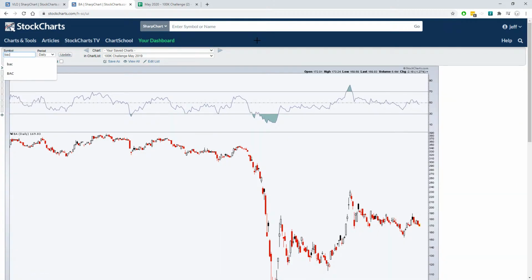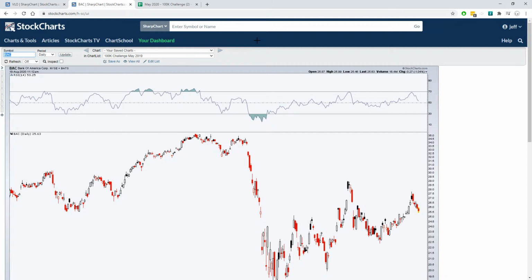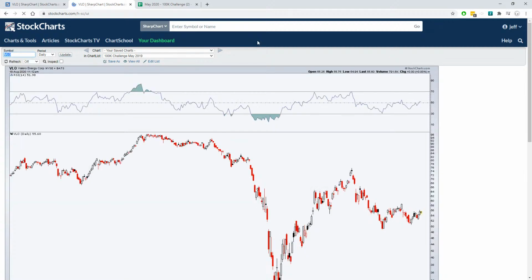No on Boeing. What about Bank of America? Yeah, small one, but it's kind of meaningless there. What about Valero? Let's see. Yeah, I mean there's one here. It's pretty ambiguous, but it's a little tougher to see, I should say.